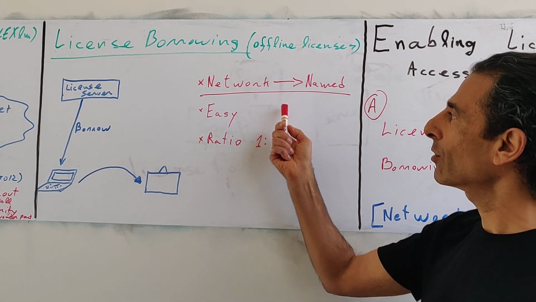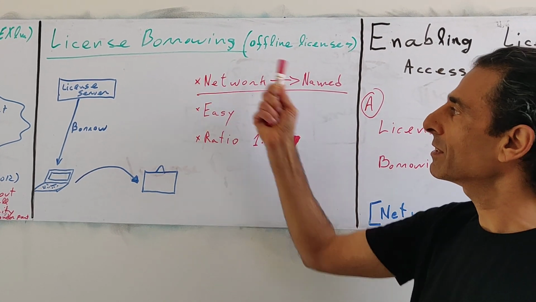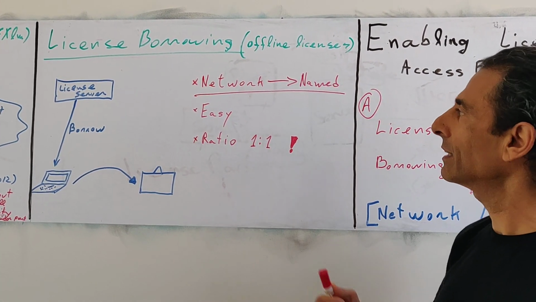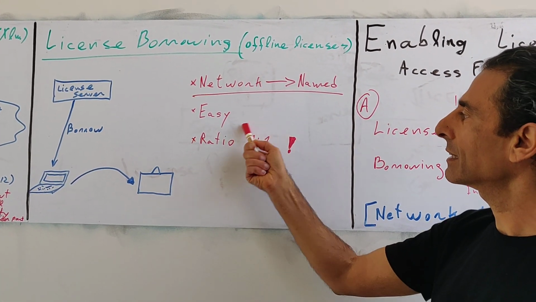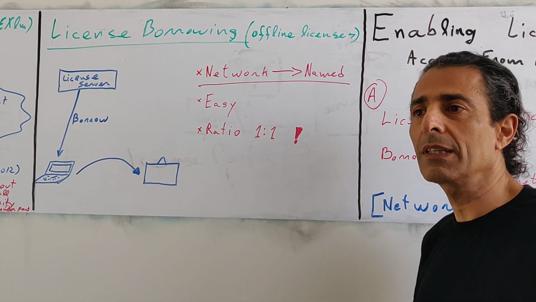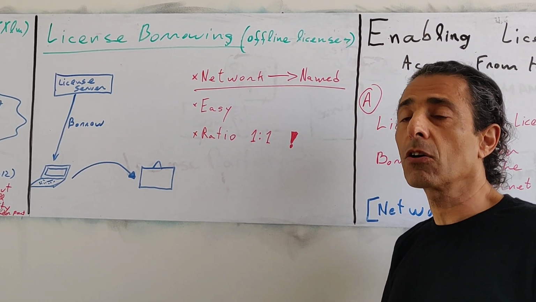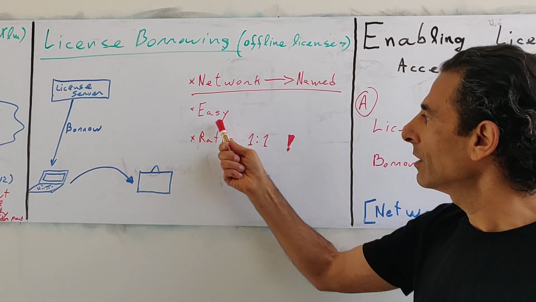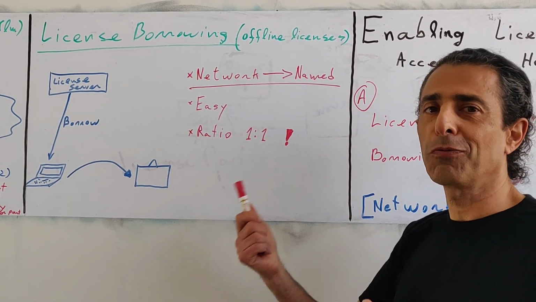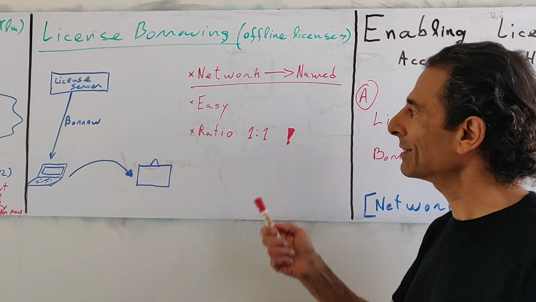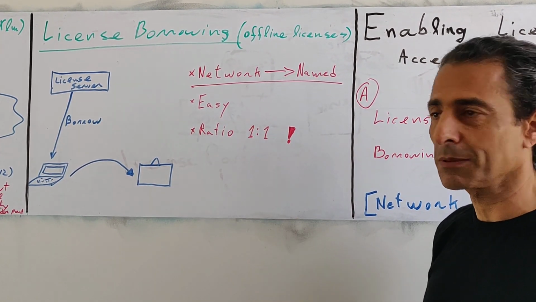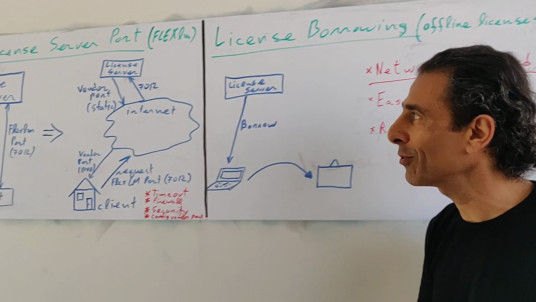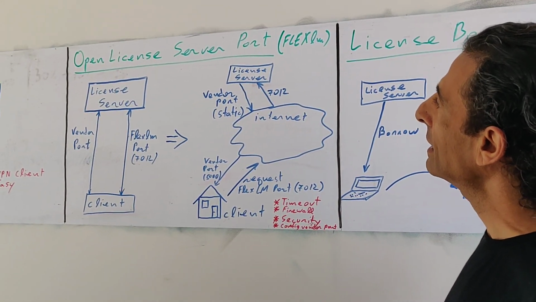We are converting expensive and very useful network licenses into named licenses at a ratio of 1:1, and in most companies we see a ratio of 1 license to 4 users, so this is actually impossible. Let's move to the next board.